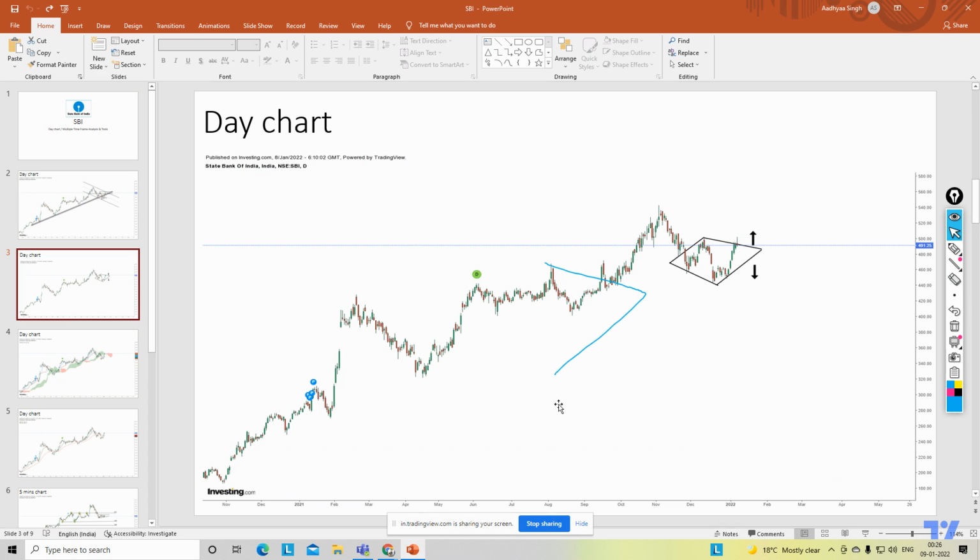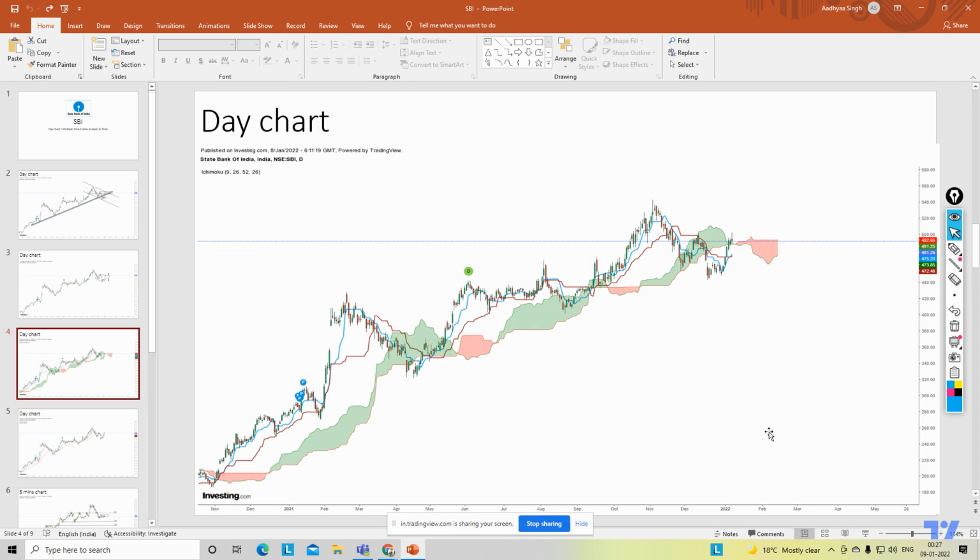So a similar pattern has formed in SBI, and again it will be a dual breakout pattern of a downtrend channel as well as the current diamond pattern. So 500 is a very make or break situation. It is a tough resistance, but definitely whenever the chart breaks the tough resistance, it will be a very huge momentum.